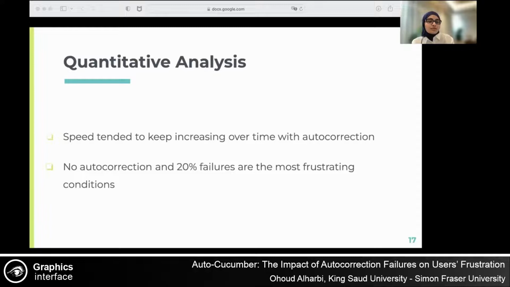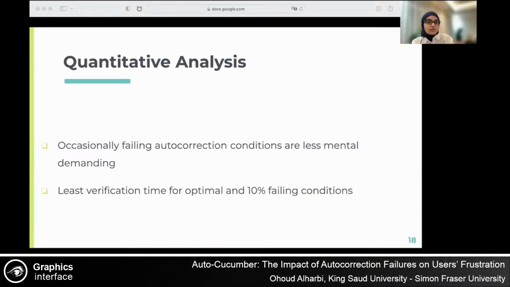There is also a chance that the frustration stems from the participants' frustration with themselves when they make errors. This brings the question of how small the acceptable percentage of autocorrection failures should be. Despite occasional failures, participants felt that they needed less mental demand with autocorrection regardless of its accuracy. In the post-session interview, we asked participants about this. Most of them said, in one way or another, that they accepted that autocorrection fails occasionally. Participants spent the least time verifying the phrases in both the optimal and autocorrection with 10% failing conditions.